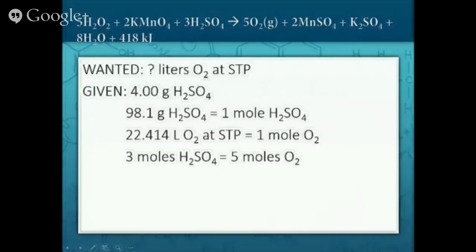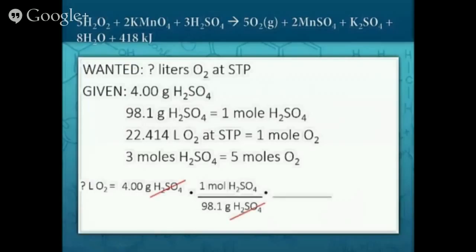Question mark wanted, question mark liters of oxygen is equal to 4.00 grams of sulfuric acid. The 4.00 grams is our given, which tells us that our answer needs to be in 3 significant figures. Dot line. To cancel out grams of sulfuric acid, we're going to put grams of sulfuric acid in the denominator. 98.1 grams of sulfuric acid is equal to 1 mole of sulfuric acid. And the grams of sulfuric acid cancel out.